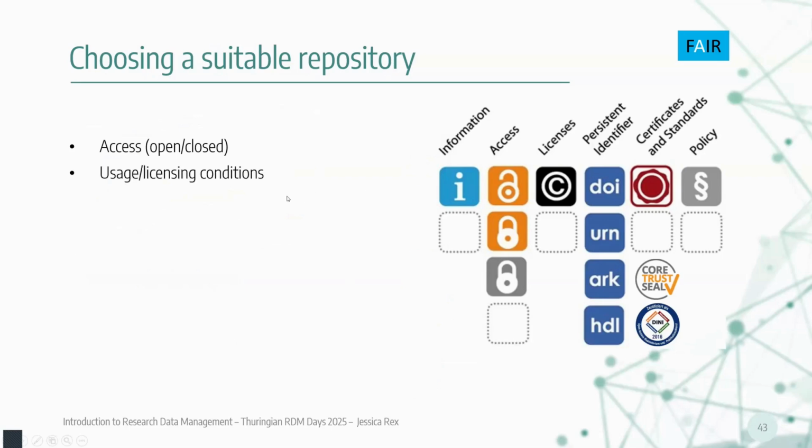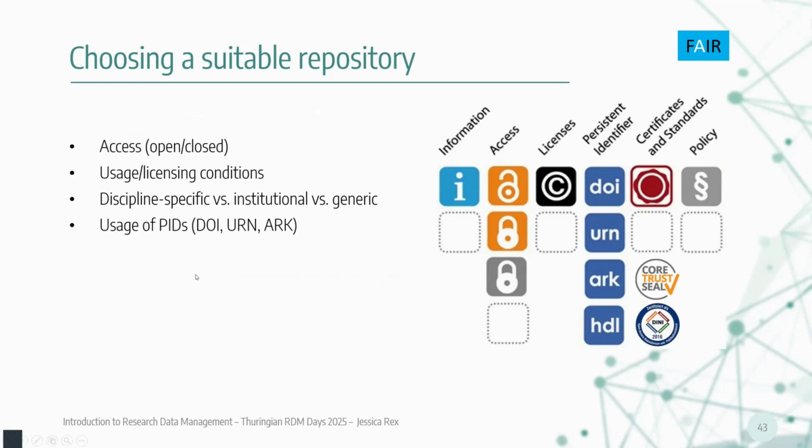Which usage or licensing conditions are given? Like the license that I want to use, does the repository provide that, or give me a way of at least telling them I'd like to use this license? Then, as we've already talked about, you might want to pick discipline-specific versus institutional versus generic. That might be a consideration.